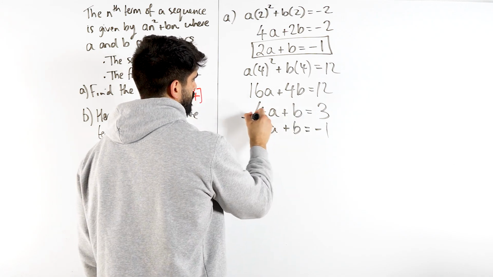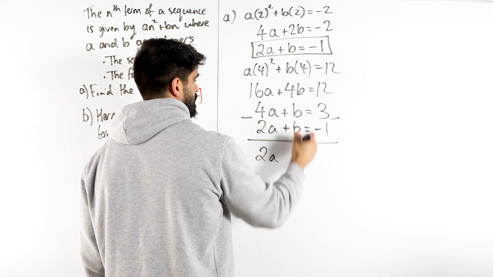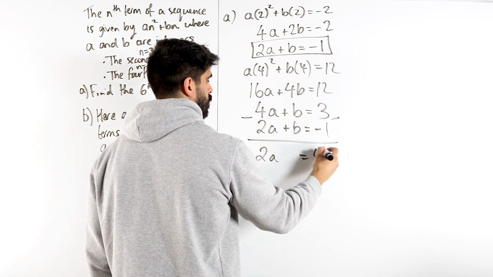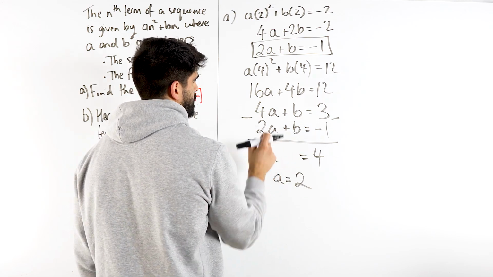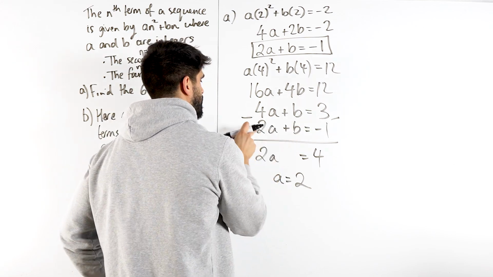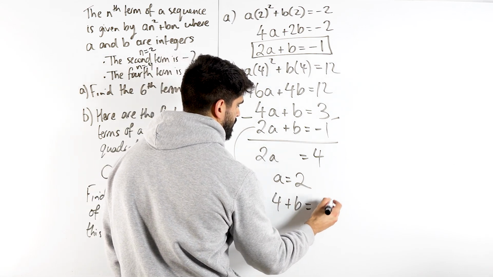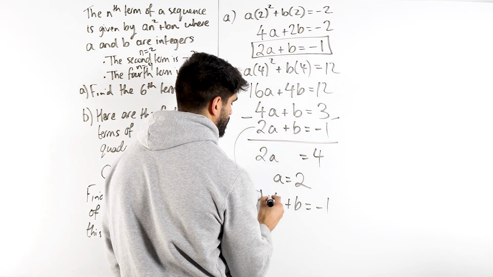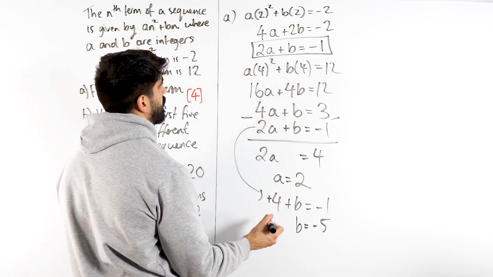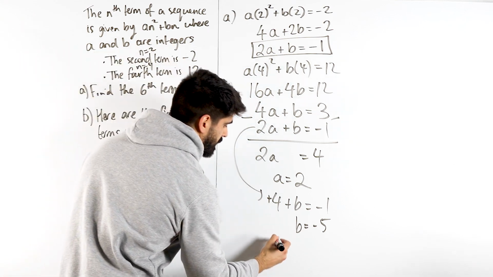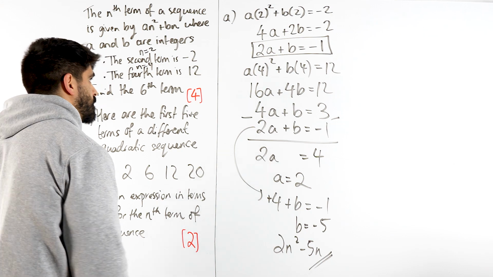Here, the b's are the same, so we're going to use elimination and subtract. 4a minus 2a is 2a, b minus b is zero. 3 minus -1 is 4. So a is 2. Take a is 2, sub into one of them. Probably this one. Actually, it doesn't matter. Subbing into that one: 2a is 4, plus b is -1. And then we subtract 4, so we get b is -5. So we have, what was it? It was an squared plus bn. So we have 2n squared minus 5n is that sequence.